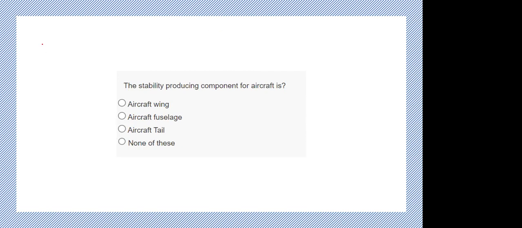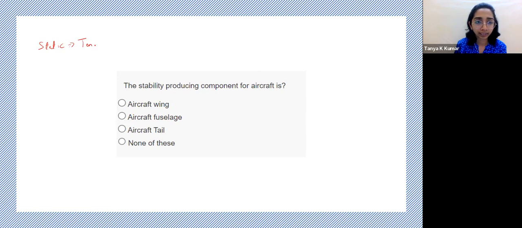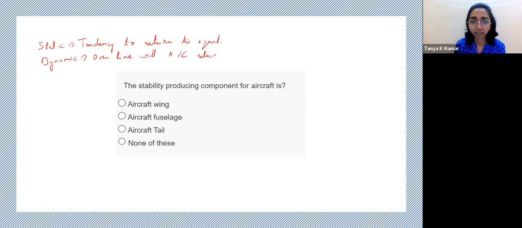Okay, just a minute. So static is the tendency to return to equilibrium. Dynamic is, over time, will the aircraft return to equilibrium. So static stability does not tell you whether it will come to equilibrium or not. It's just the tendency. Does the aircraft show any inclination towards returning towards the equilibrium point? Dynamic stability is what tells you whether it will achieve that equilibrium or not, given a time.